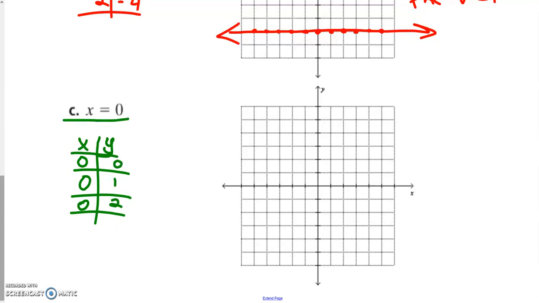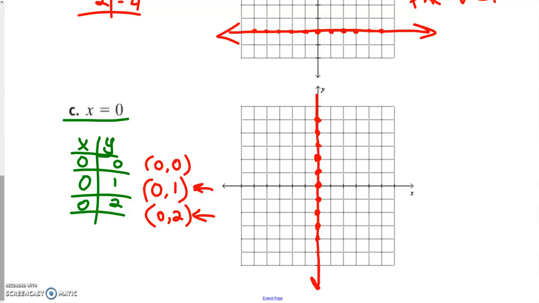So again, plot our points. 0, 0, 0, 1, and 0, 2. Walk 0, climb 0. Well, that's easy. Next one right here says walk 0, climb 1. Okay. This one says walk 0, climb 2. The pattern is just go straight up. Or reverse it and just go straight down.